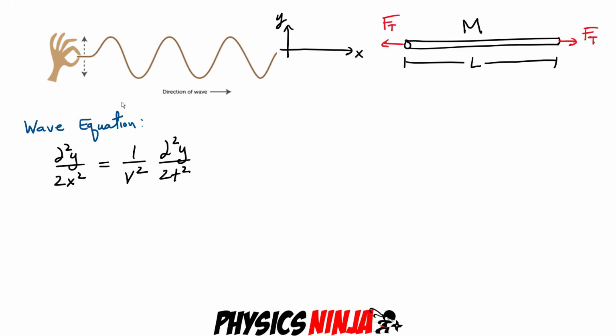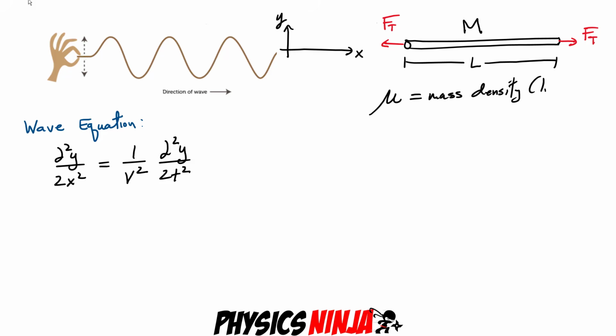All right, so this is what we're going to do. Consider a string here where there is a tension in that string. The tension force is given by Ft. Now that string has a mass and it has a total length L. I'm first going to simply define something called the linear mass density.